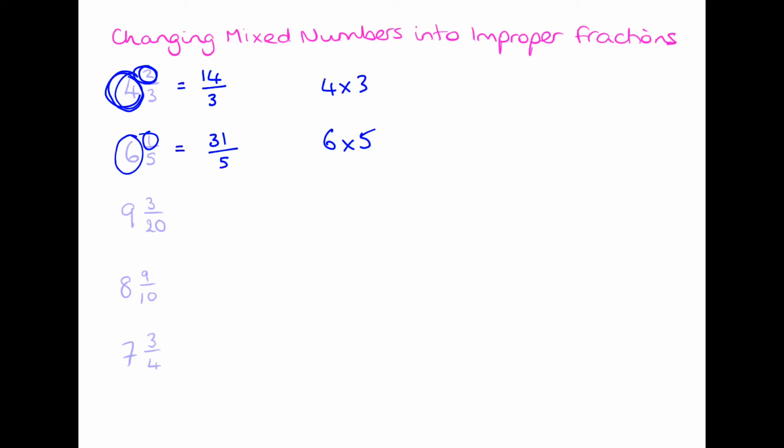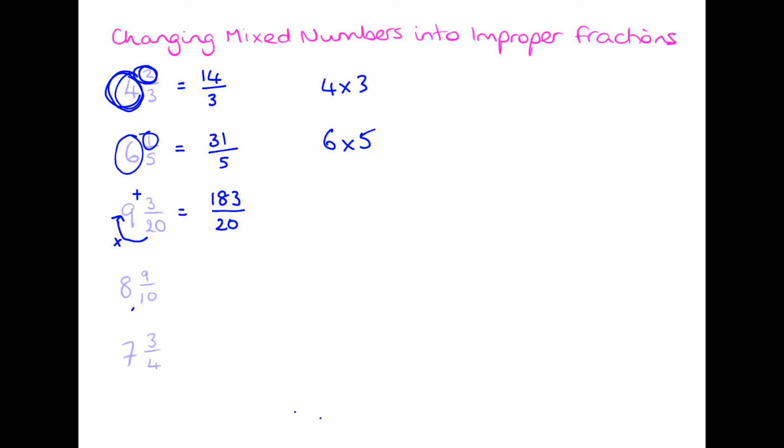And you can see that what we're doing here is, each time we're keeping the denominator the same. Then to get the number on the top, what we do is multiply the whole number by the denominator, and then add the number that's on the top. Okay, so we would do 20 times 9. So remember, 2 9s are 18, so 20 times 9 is 180. Add the 3, makes 183.